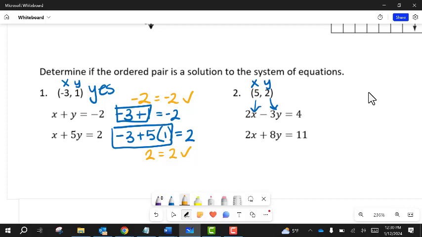Now we want to double check that it works for the second equation. I have 2, plug in 5, plus 8 times 2 for our y value equals 11. So if I multiply this, 2 times 5 is 10. 2 times 8 is 16. 10 plus 16 is 26. Over here we have equals 11. Unfortunately, this time 26 does not equal 11. So we know that the point (5, 2) is not a solution to that system of equations.